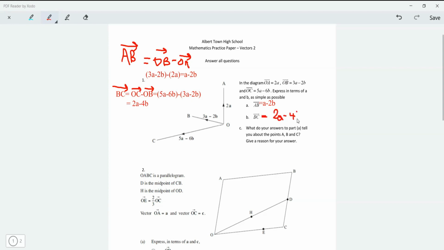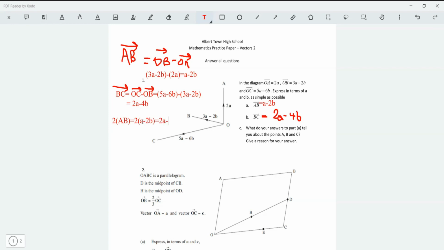Now it says, what does your answer tell you about the points A, B, and C? If you look closely at vector AB and vector BC, you'll realize that if you multiply vector AB by 2, you end up getting 2 times in brackets a minus 2b, which works out to be 2a minus 4b.